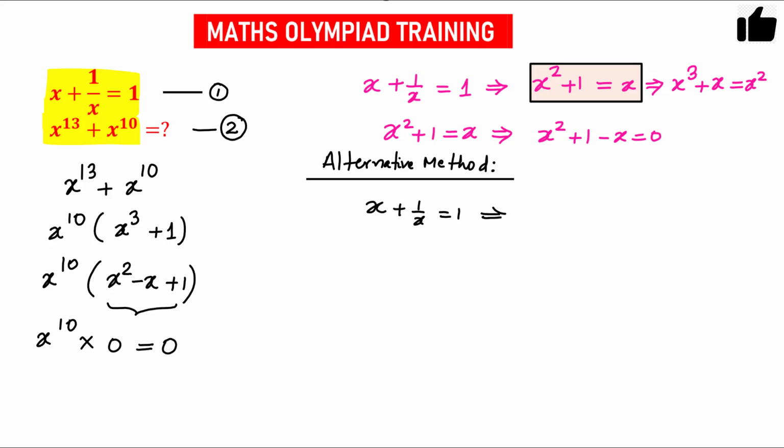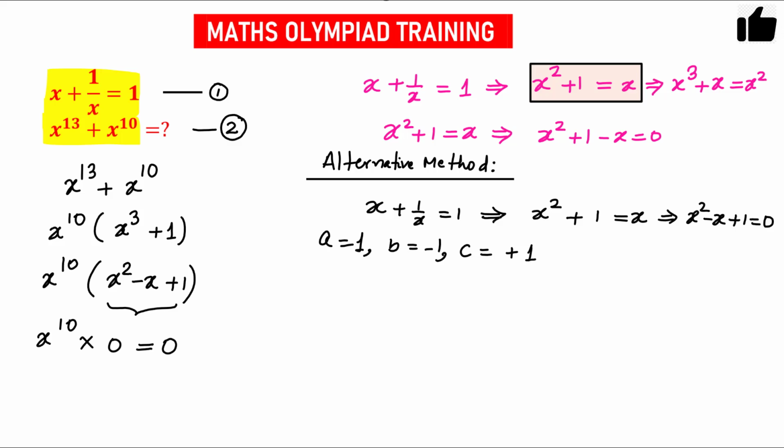So this is a quadratic equation. Multiply by x both sides. So this becomes x square plus 1 equals x, or I can write x square minus x plus 1 equals 0. Now this is a quadratic equation where a equals 1, b equals minus 1, and c equals plus 1.